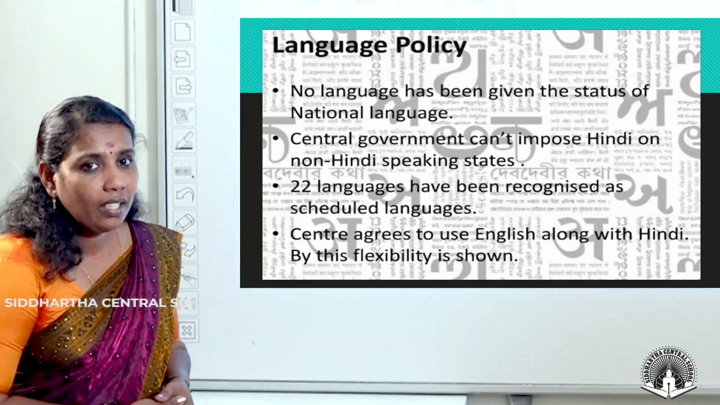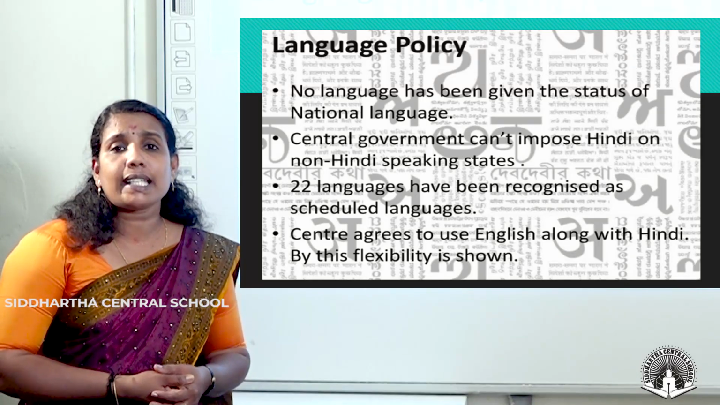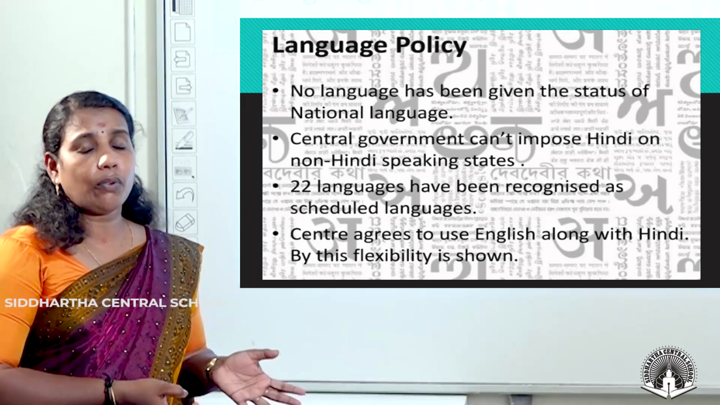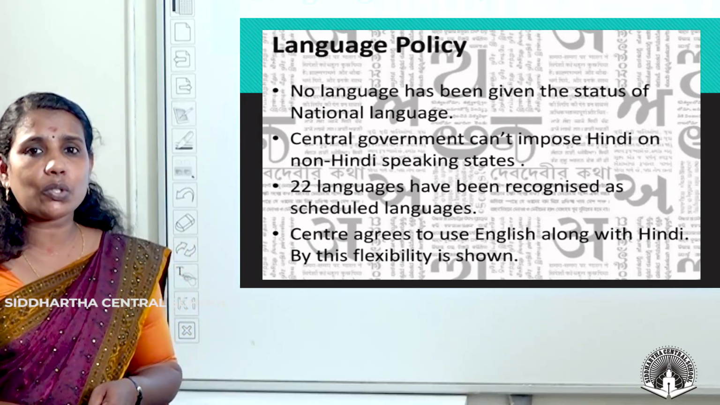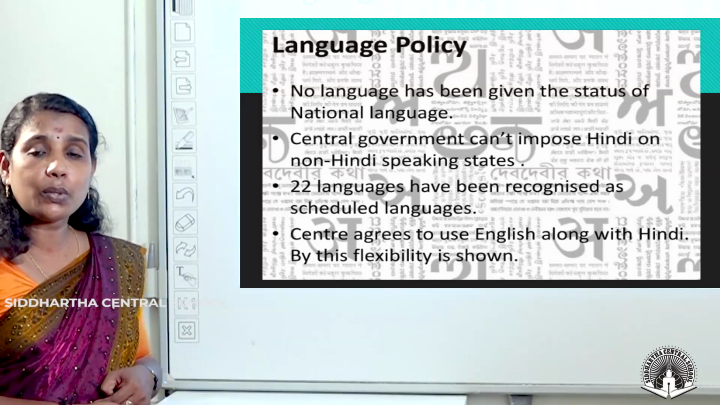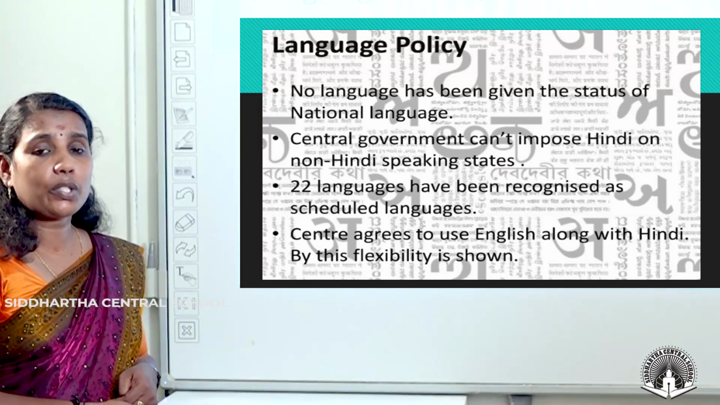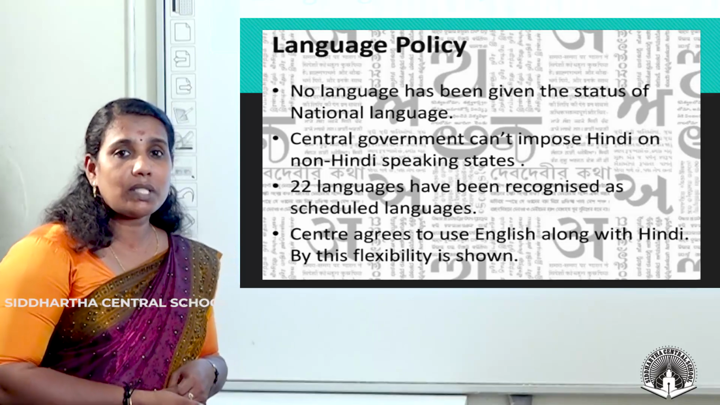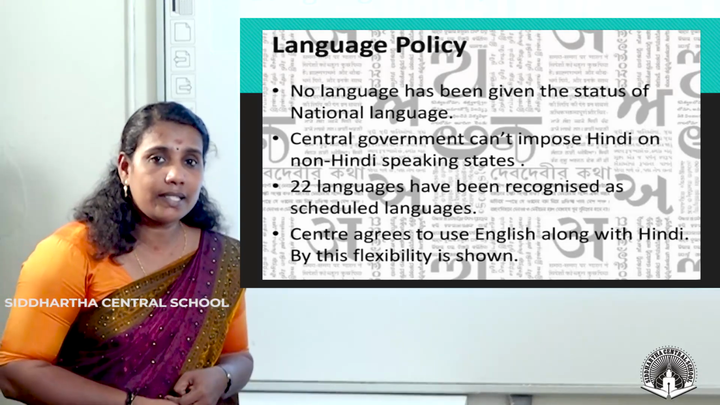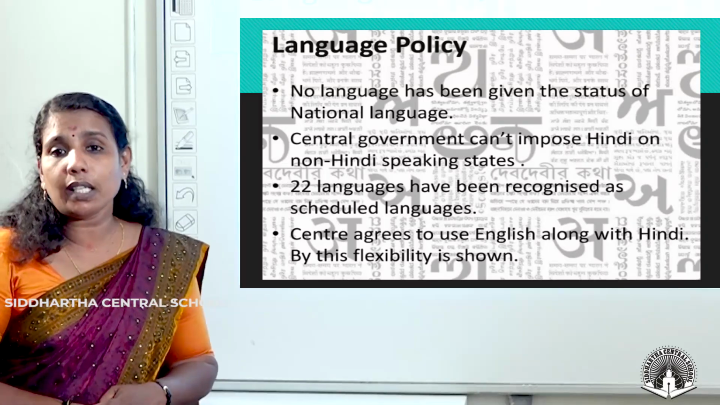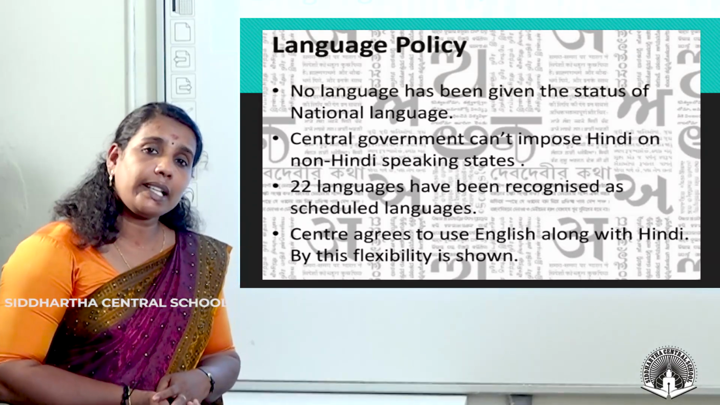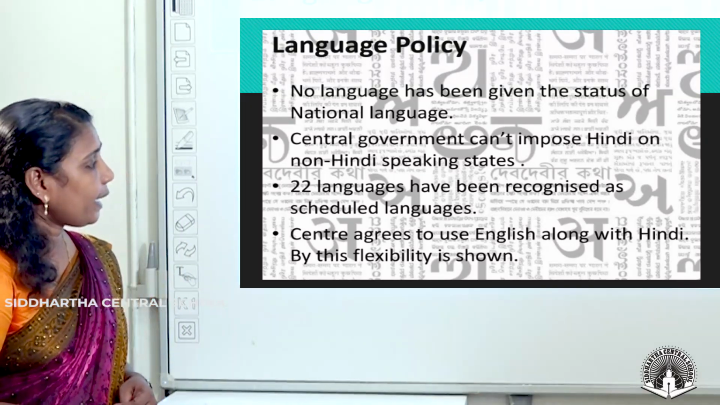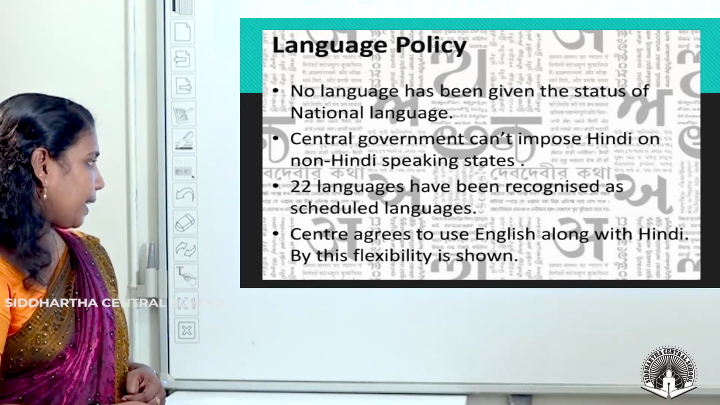So once again, language policy is the second important test for the success of federalism in India. Hindi is identified as the official language, but along with Hindi, we can use the languages used by different states. They can use the same language in their own official documents. And besides Hindi, 21 scheduled languages are there. Candidates can use any of these languages for central government positions. Then they can use English along with Hindi.